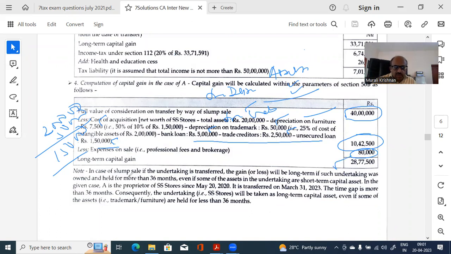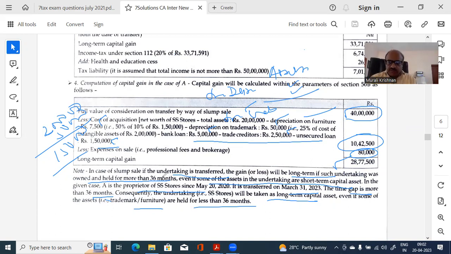Now, what is the note? In case of a slump sale, if the undertaking is transferred, the gain or loss will be long term, if such undertaking was owned and held for more than 36 months, even if some of the assets in the undertaking are short-term capital assets. In the given case, A is the proprietor of SS. It is transferred on March 31st. The time gap is more than 36 months. Consequently, the undertaking will be taken as long-term, even if some of the assets, trademarks, etc., are held for less than 36 months. So individual assets are not relevant.